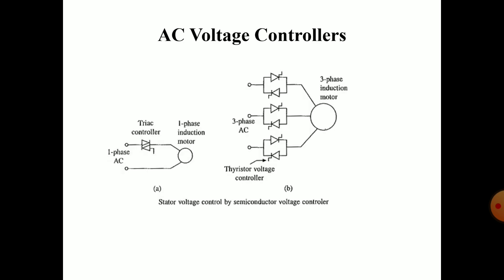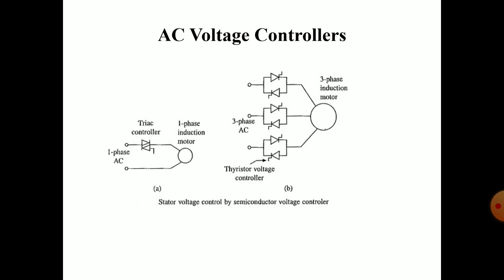So this is one of the speed control methods that comes under stator voltage control method. That is AC voltage controllers. So in the diagram A, a single phase induction motor will be used. For that, single phase AC supply is given, and there is a triac controller. So in order to control the speed of the induction motor, we are using the triac.